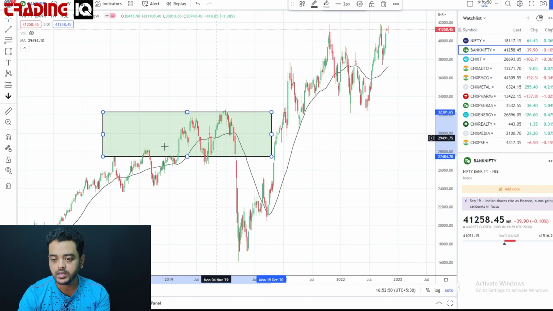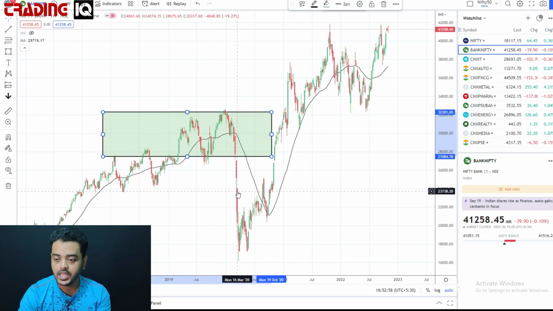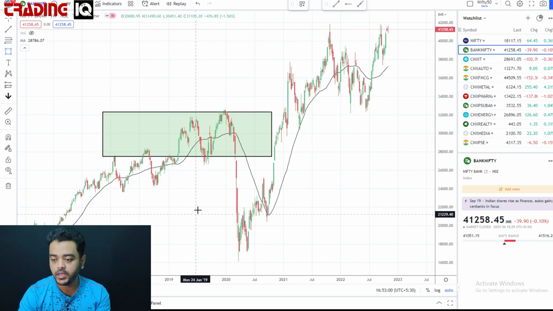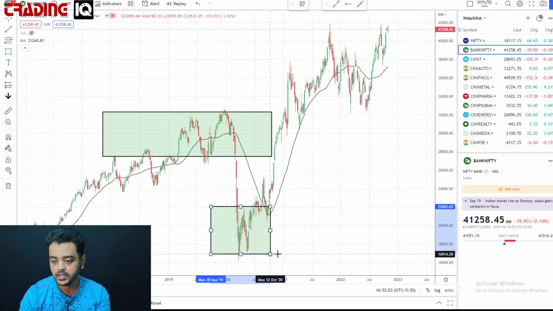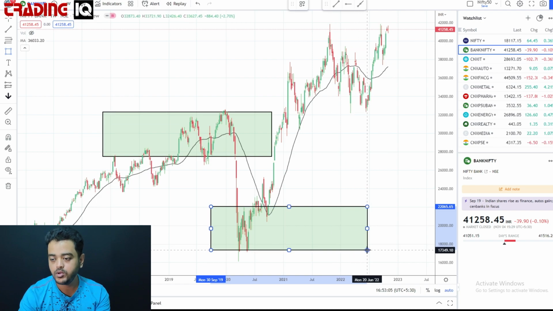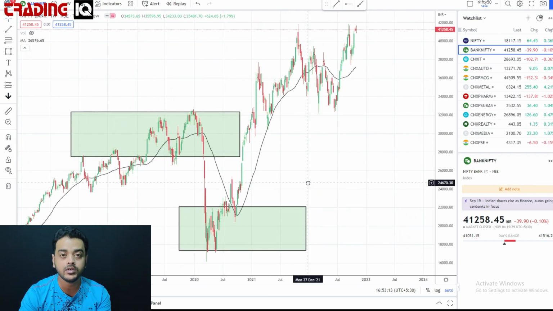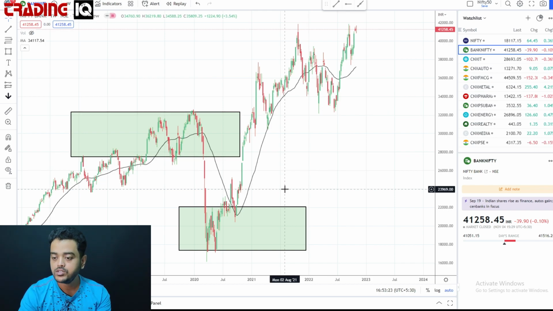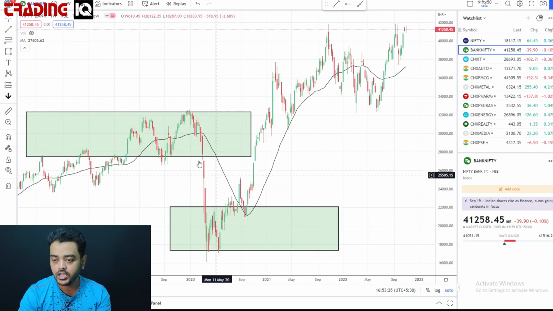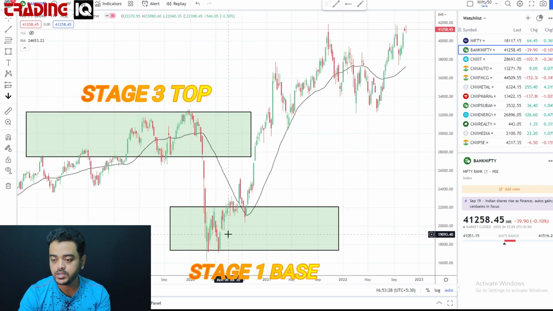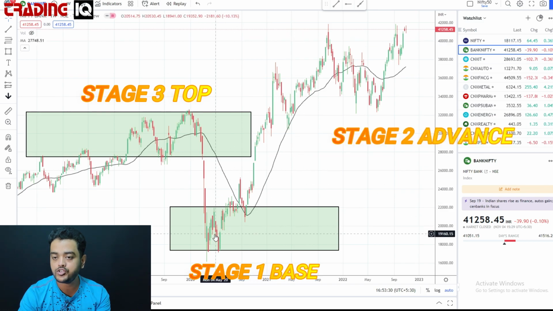This was sort of a range where the price was moving around before it broke down below this 30-week moving average, and then it again formed a base just below the 30-week moving average, and the action was pretty fast. It moved up pretty fast, like you have seen the rapid movement after COVID-19. It is widely seen across different sectors. So this is the stage 3 top, and this is the stage 1 formation, and this is stage 2.